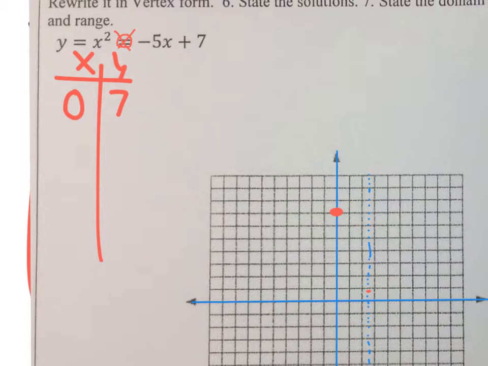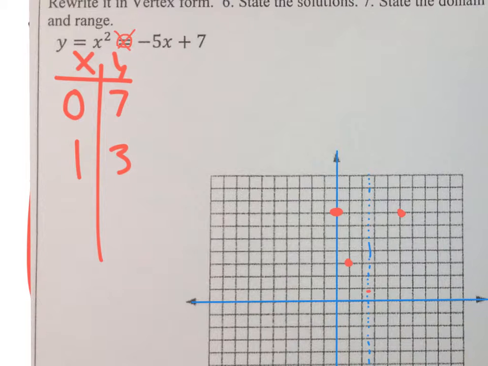Let's plug in a 1. If you plug in a 1, it's going to be 1 squared, that's 1. 5 times 1, that's 5. So you have 1 minus 5, that's minus 4. And minus 4 plus 7 is 3. So the coordinate 1, 3. If you go 1 on the x, 3 on the y, you end up right here. And now you really do have those coordinates that you could map over to the other side. So I'm going to take this one that's 1.5 units away. So you're going to go half, 1, 2.